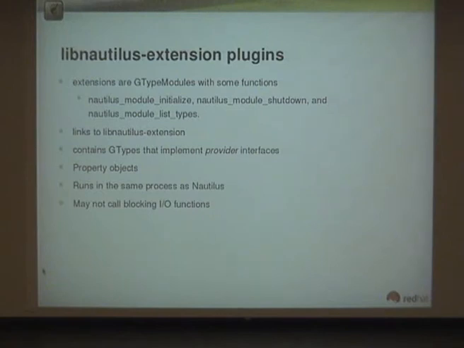The provider interface is defined in a library called libnautilus-extension, which every extension links to. Each type of provider is for one specific extension point that we have. Most providers work by returning what we refer to as property objects, which is just a simple GObject that has certain named properties that describe the object you're adding to the UI. These all run in the same process in Nautilus. You can crash stuff if you're not careful, and you shouldn't call blocking IO because that will freeze the whole of Nautilus.